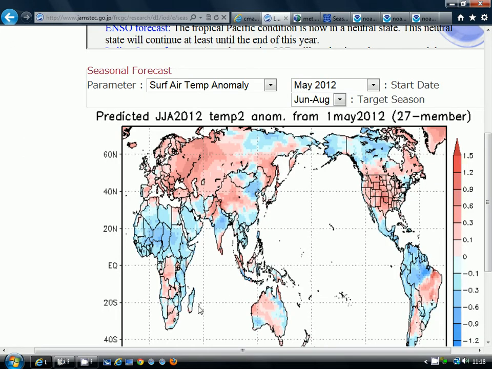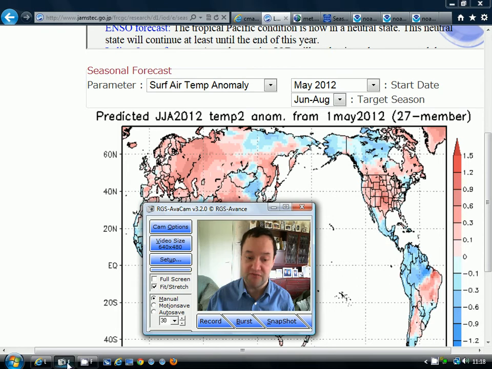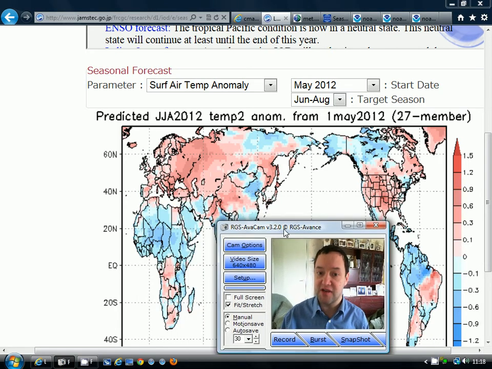The next one is the Jamstec IOD model. This is the long range model from Japan, and this is the surface temperature anomaly for June, July and August, and we can see that much of Europe is actually forecast to have above average temperatures. The pink colours here are temperatures above average, so much of Europe forecast to have a warm summer.